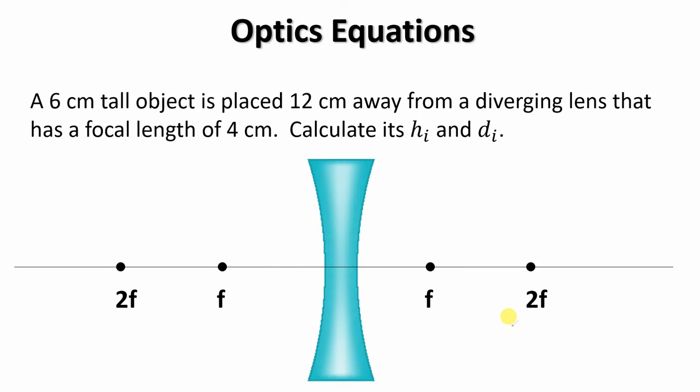Let's try a different one here. Now we've got a diverging lens. So we've got a different kind of lens, different sort of answer. There is our object. So a 6 centimeter tall object is placed 12 centimeters away from the diverging lens. We've got a focal length of 4.